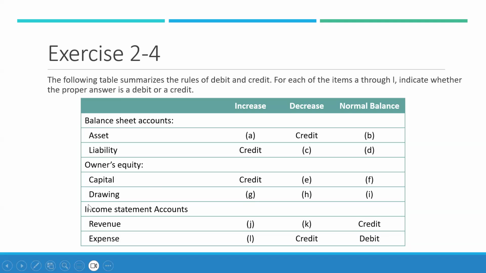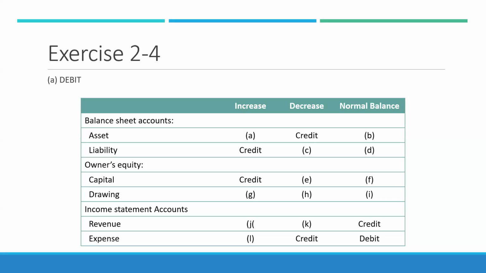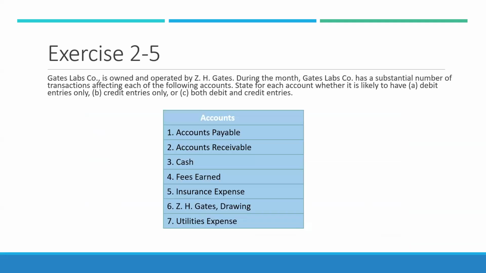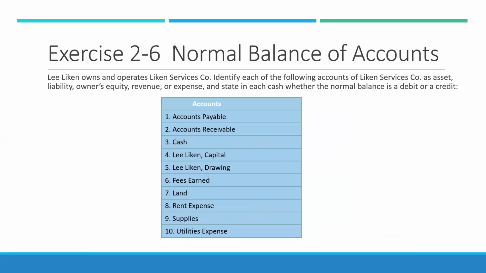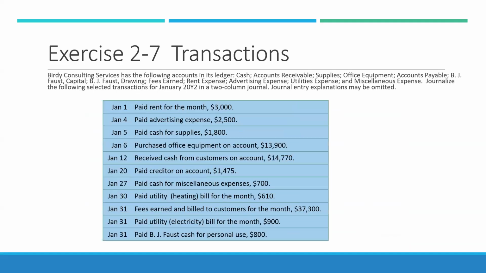Revenue increases owner's equity. Therefore, revenue has a normal credit balance. To decrease it would be a perfect. And expenses, what would be an increase? A debit. Does that make sense? Okay. I'm going to move on just so we can keep going. Normal balances of accounts. You can go back and look through this slide.